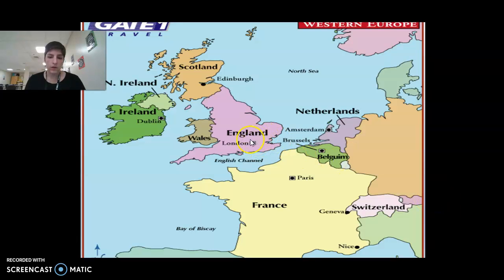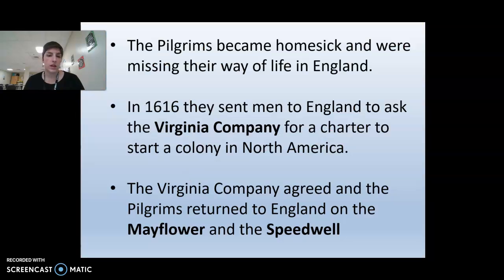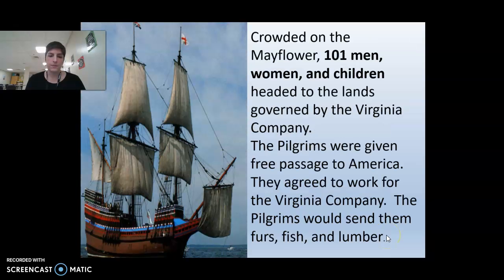All right, so they start over here in England, and they go over to this area over here, okay? So they're staying in Europe at this point. The Pilgrims became homesick and were missing their way of life in England, and then in 1616, they sent men to England to ask the Virginia Company for a charter to start a colony in North America. So they decided not to stay in Holland. They wanted to start a new colony in America. The Virginia Company agreed, and the Pilgrims returned to England on the Mayflower and the Speedwell. These are the two boats that they decided to go on to get to the United States.